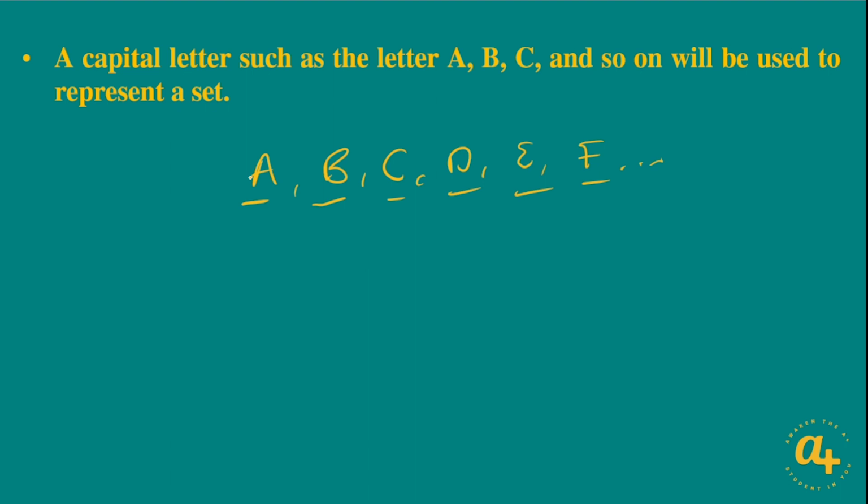So when we assign the letter A to a particular set, what we've basically done here is given it a name. So we can easily say set A to mean the name of the set is A, right? We can easily say set B to mean the name of the set is B, and so on. So when we assign capital letters such as A, B, C, D, E, F, we're basically giving the set a name.